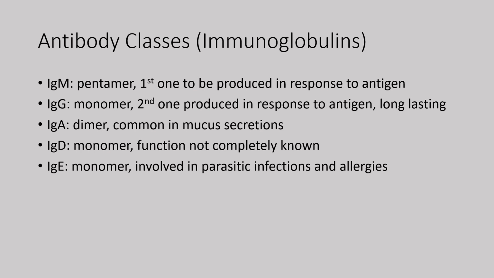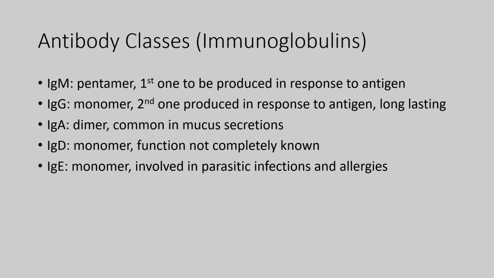As I mentioned previously, there's 5 classes of these. They're named IgM, IgG, IgA, IgD, and then IgE. The Ig stands for immunoglobulin. IgM is a pentamer, so it has 5 of those Y structures connected together. When you are first exposed to an antigen, that foreign substance once again, first time you're exposed to it, you're going to have production of a lot of IgMs. That's the first one to respond. That's the first one to be made in response to that antigen.